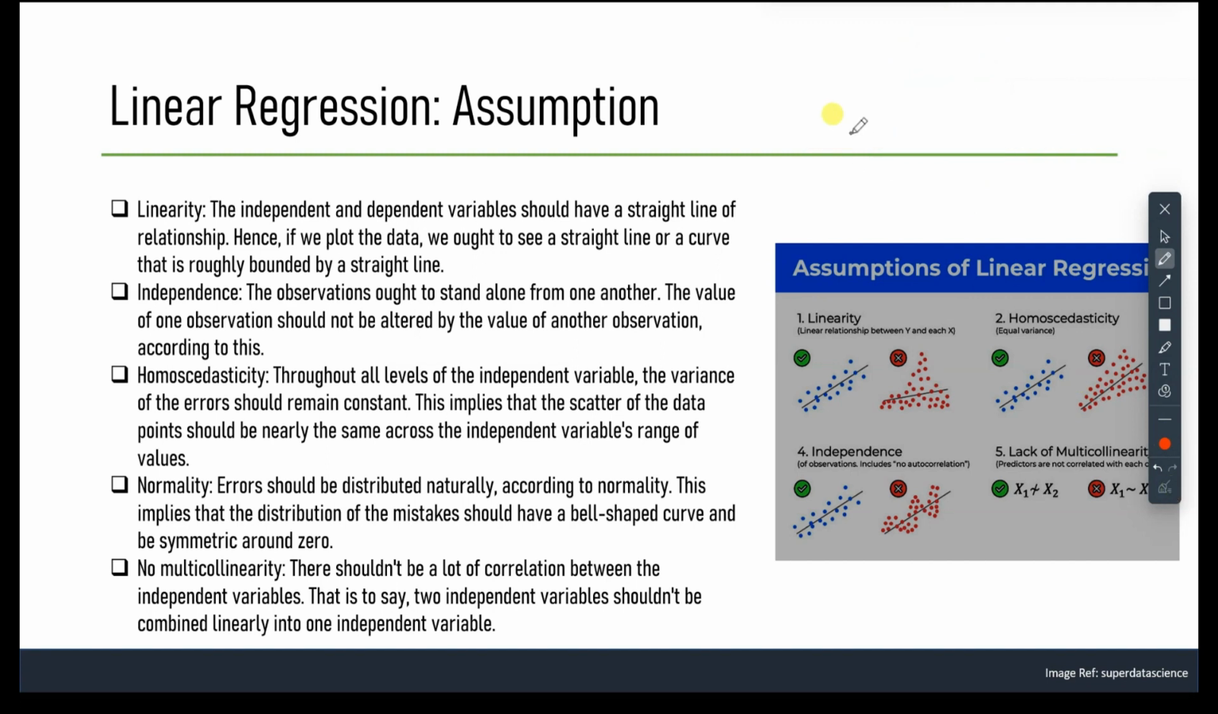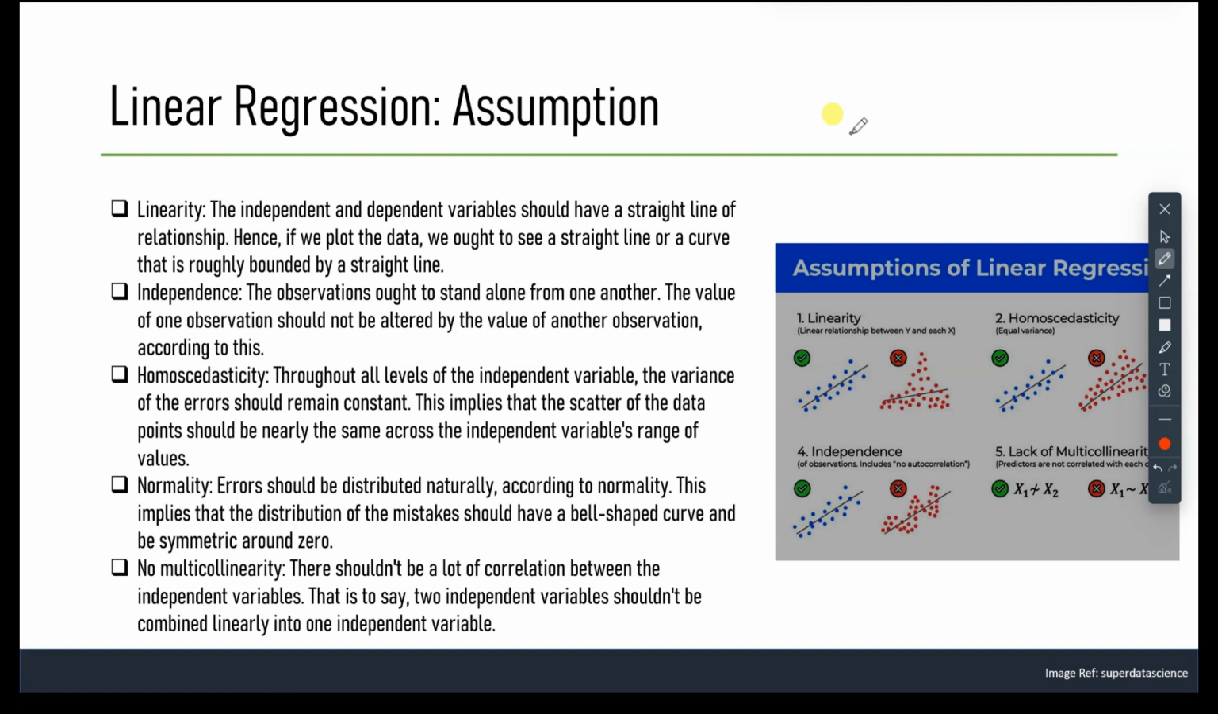Next we have no multicollinearity. It says there should be no perfect or near-perfect linear relationship between the independent variables. This means the independent variables should be independent of each other. For example, if you are studying the relationship between age, income, and education, age and income should not be perfectly correlated with each other, like one to one, where the correlation is 100%. It shouldn't be like that, so you need to make sure that is the case.